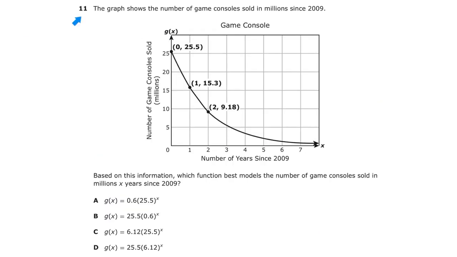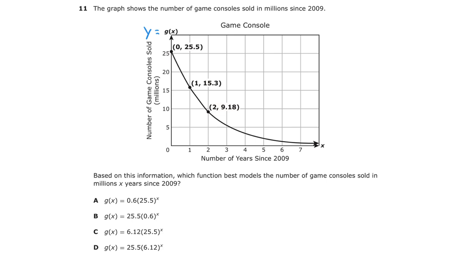Question 11. The graph shows the number of game consoles sold in millions since 2009. Let's check out this graph then. On the x-axis, we have the number of years since 2009. That means that x equals 1 is 2010, x equals 2 is 2011. On the y-axis, we have the number of game consoles sold in millions.